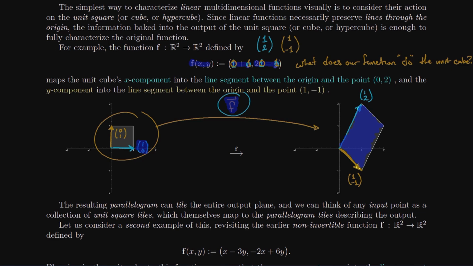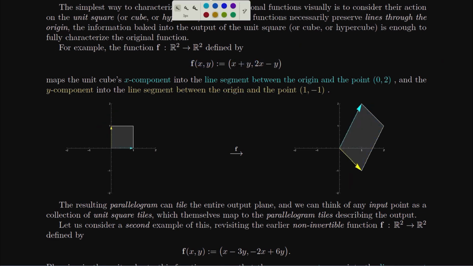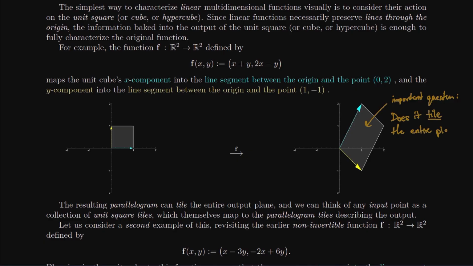And we can ask a very important question about this unit square, or the image of the unit square, this parallelogram. Important question: does it tile? Like if I were physically laying tiles in this shape, if I have a kitchen that I would like to tile and I'm given a bunch of these shapes, does it tile the entire plane? Could I fill out the entire plane if I had infinitely many of these parallelograms?